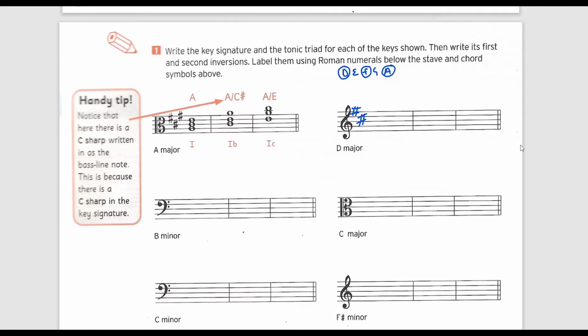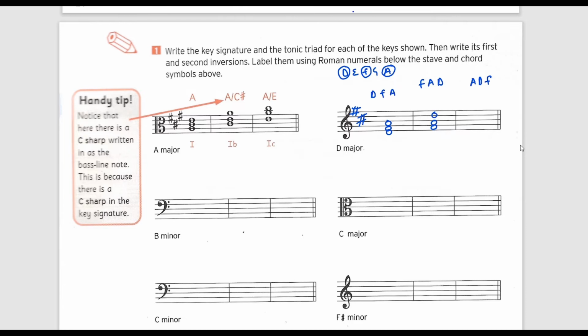We know that the first, third, and fifth notes make the chord. So we write from the D here. This is D, this is F sharp, and this is A. This is the first one. Next, first inversion we take F sharp, A, and D, and the second inversion we take A, D, and F sharp.